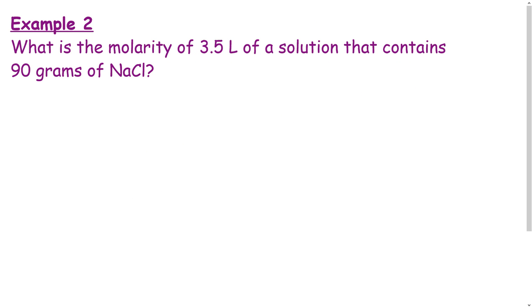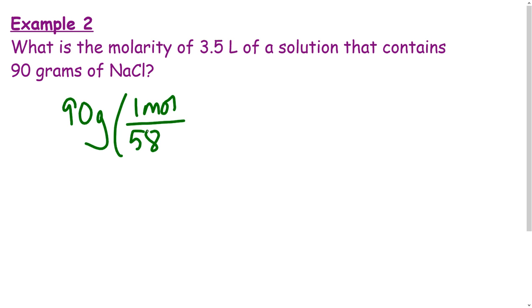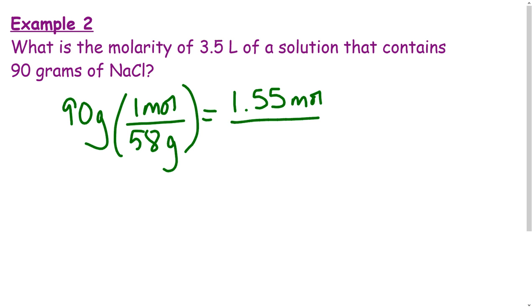Similar example for number 2. What is the molarity of a 3.5 liter solution that contains 90 grams of sodium chloride? So this time we have 90 grams of sodium chloride. Again, we're going to go to the periodic table and we're going to add up the weight, which is 58 grams per mole. Divide. Make sure that you keep your sig figs. We're going to take this out to 3, so 1.55 moles, and then divide by the volume.